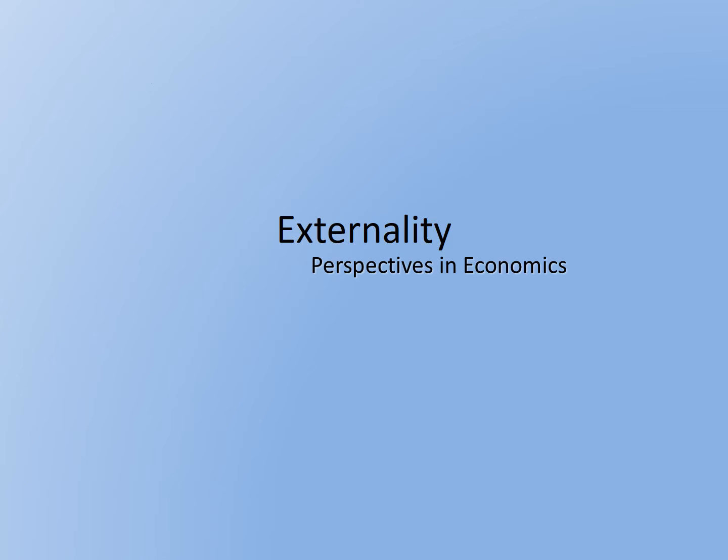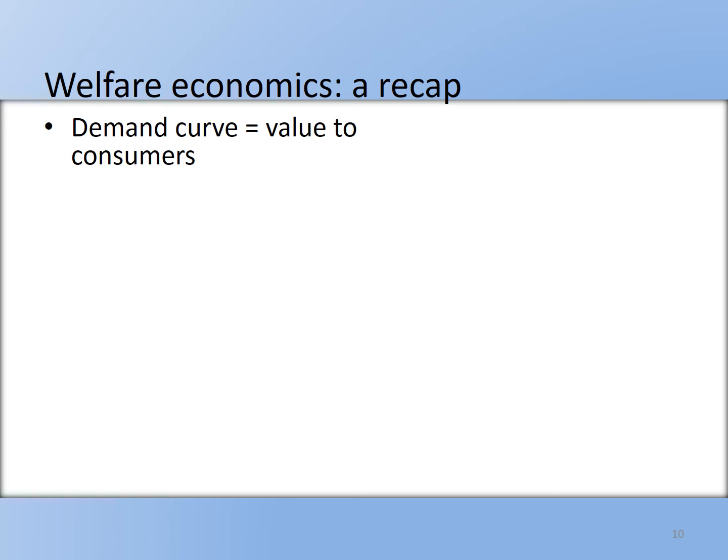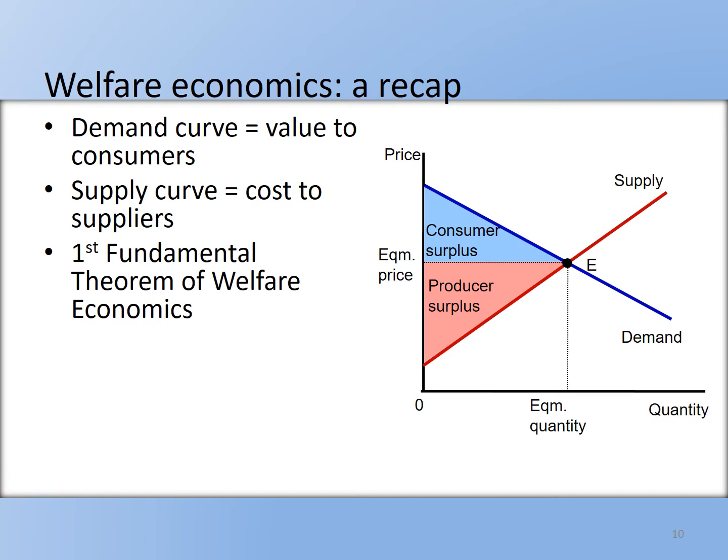Okay. Right, externality. So this is the second to last topic, although it really includes several subparts. Remember, when we talk about welfare economics, we say that the demand curve is the value to consumers, the supply curve is the cost to suppliers, and we get the first fundamental theorem of welfare economics, which tells us that market equilibrium is efficient. Whatever is worth producing will get produced.